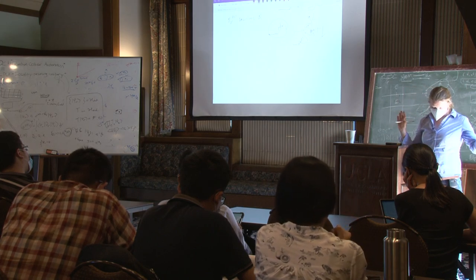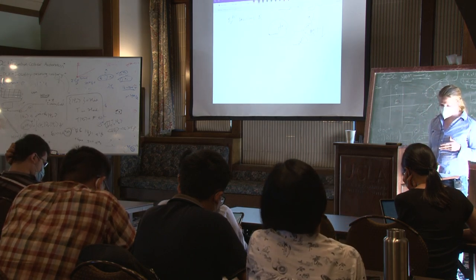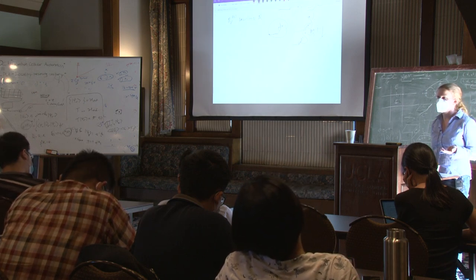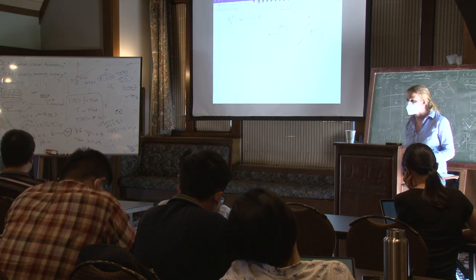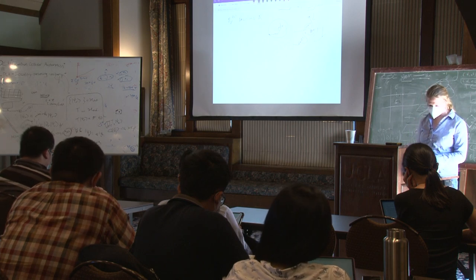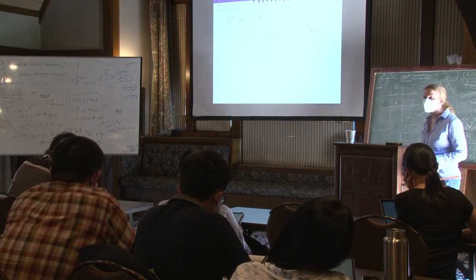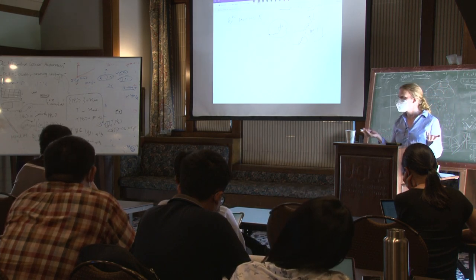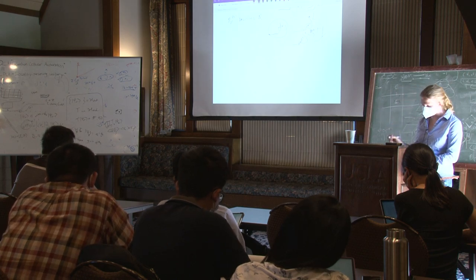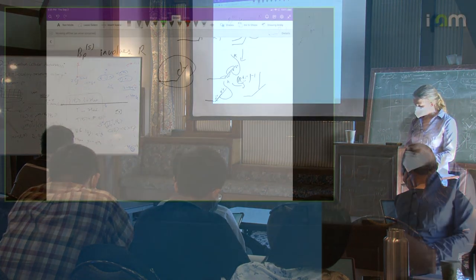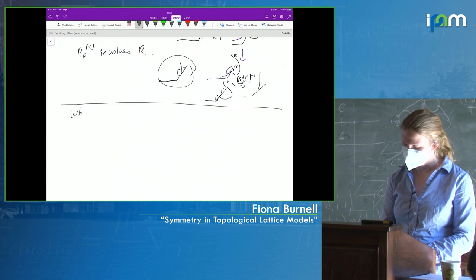And so we have this seemingly rather slight modification of the plaquette operator. What does that do to the physics? To understand that, we're going to, again, try to build quasi-particle string operators, okay? So, what's the physics?